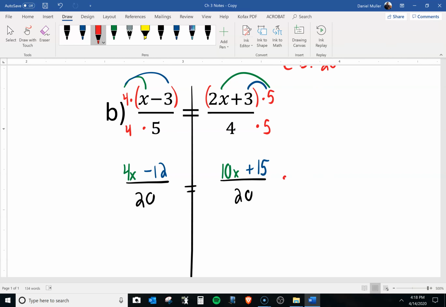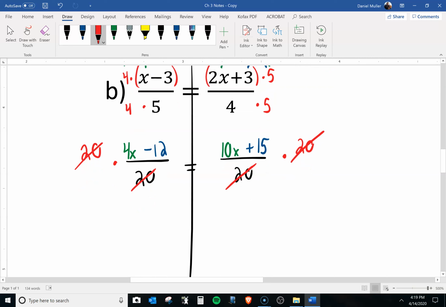Now I can multiply on the numerator by 20. I don't bring the 20 in because my whole goal was, if you put 20 up top on both sides, the 20 on top can cancel with the 20 on the bottom. So now that the bottoms are gone, what am I left with? 4x minus 12 is equal to 10x plus 15.